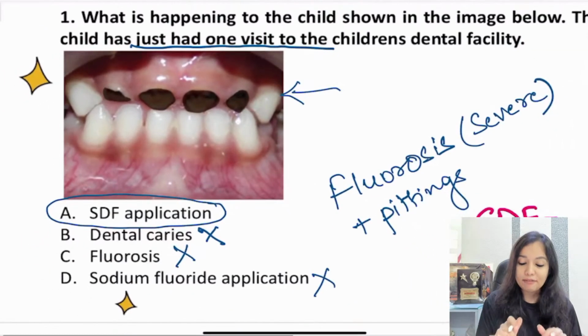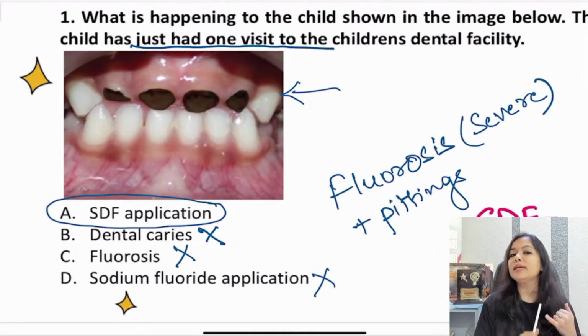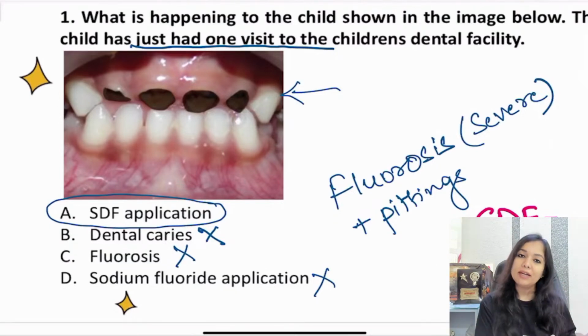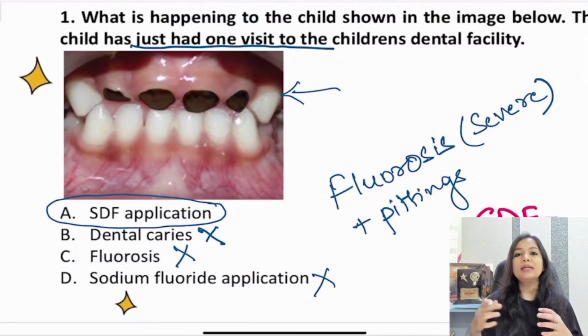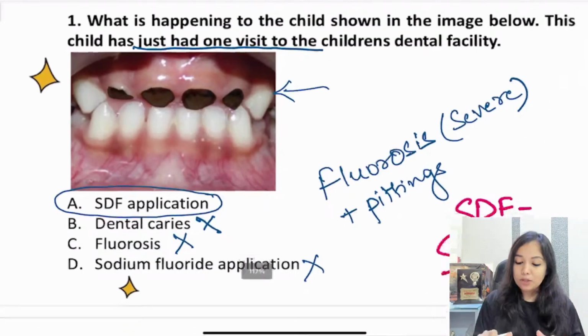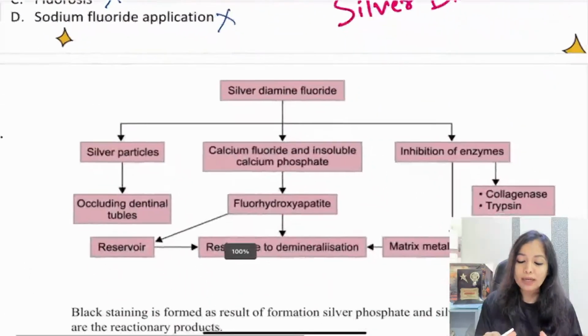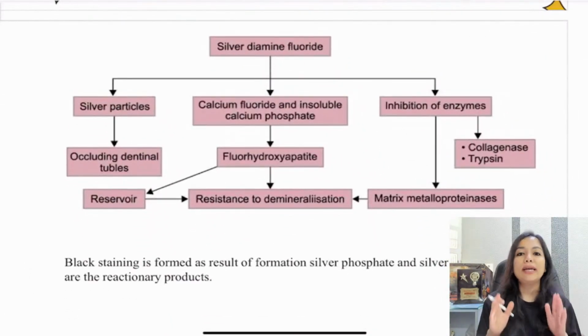Now, why SDF exactly? Because the one and only disadvantage of silver diamine fluoride is that it leaves the tooth surface blackened. It gives a blackish discoloration to the teeth. So where it has an advantage of arresting the active carious lesion, it has a major disadvantage of making the teeth black in color. So let us view very quickly what silver diamine fluoride exactly does.